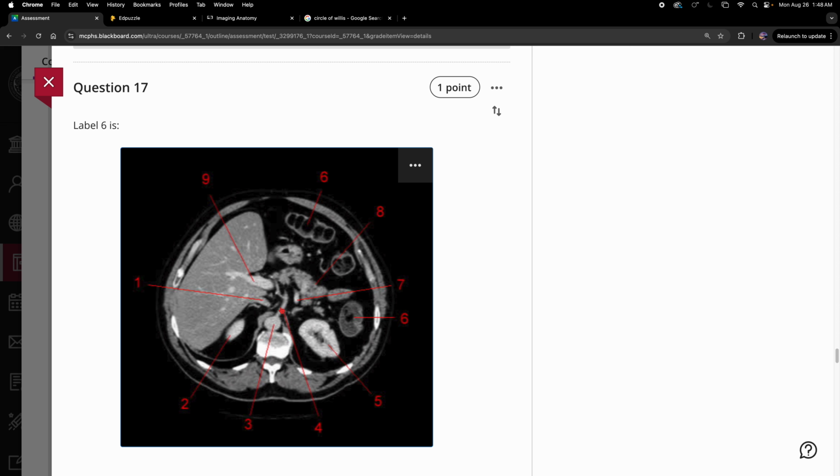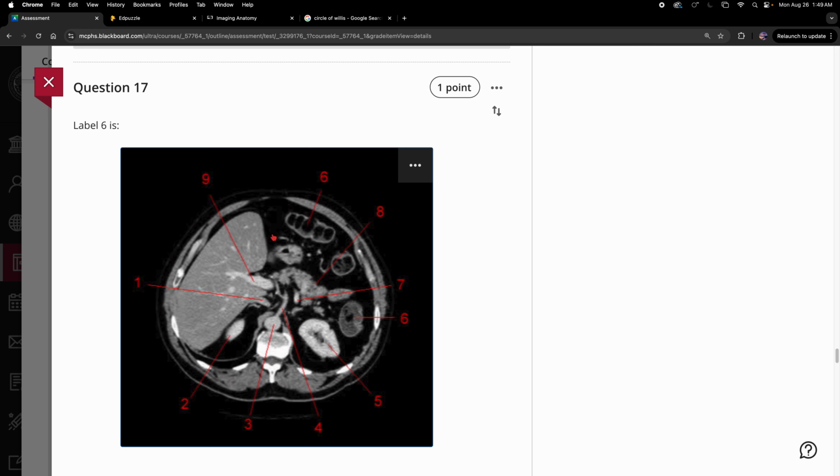Number 5 is the left kidney. So stop the right kidney. This is the left kidney. Number 6 is the colon. Number 7, well, it's kind of hard to know, but it's a splenic vein. Number 8 is the tail of the pancreas, and number 9 is the portal vein.